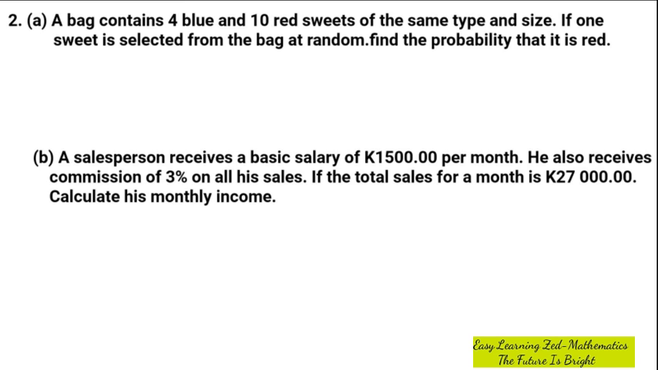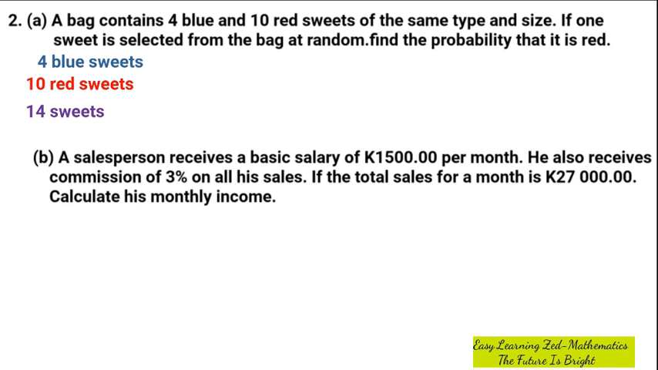first we're supposed to find the total number of sweets in the bag. So we are told there are 4 blue sweets and 10 red sweets. Now when you put these together, 4 plus 10 will give us 14 sweets. So in the bag there are 14 sweets which are blue and red put together. Okay, then we need to find the probability of picking a red sweet.